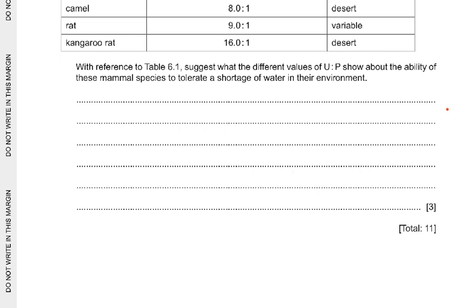Higher U:P ratio can tolerate water shortage. Higher U:P ratio 16:1 kangaroo rat, desert. So higher U:P ratio can tolerate water shortage. Higher U:P ratio means what? Much water reabsorbed, so small volume of urine produced. And the highest U:P ratio can concentrate urine, so it is very well adapted to dry environment. So you have to come up with 3 marks and 3 points, and we've got 3 points which you could have come up with.